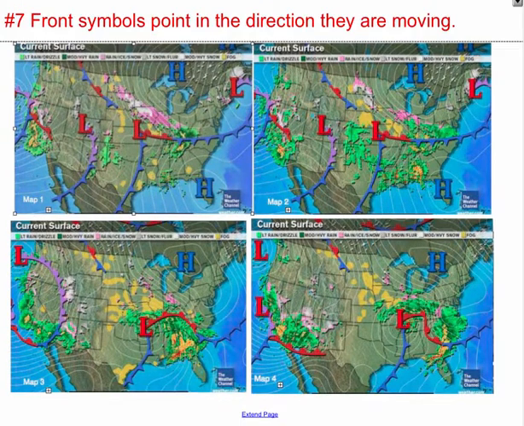Number 7, front symbols point in the direction they're moving. This cold front is moving this direction. This little warm front, the warm air here, is getting squeezed and moving that way. Okay. Stationary front, the cold air was hitting the warm air. And of course, on these maps, purple is occluded.